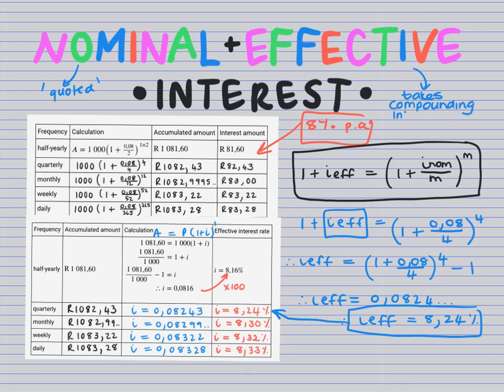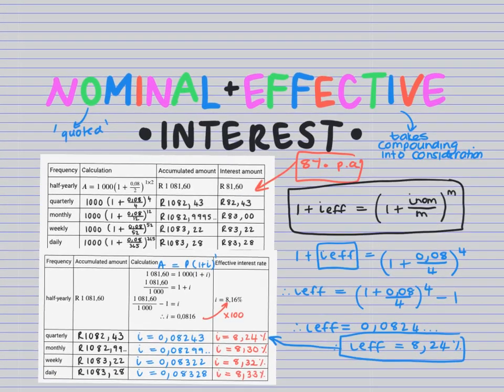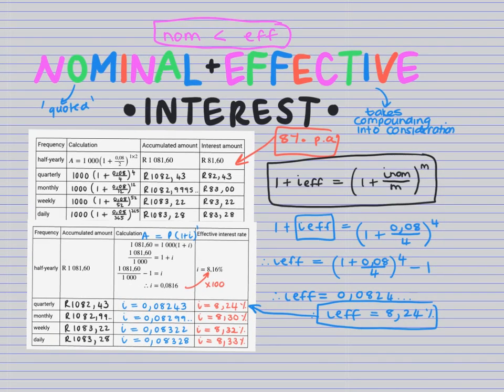And you should realize as well, which one do you think will be the bigger value always? Okay, it's also just important to remember, make a note for yourself that your nominal rate will always be a smaller amount compared to the effective rate. Okay, so yeah, that's nominal and effective interest rates. Interesting, hey?